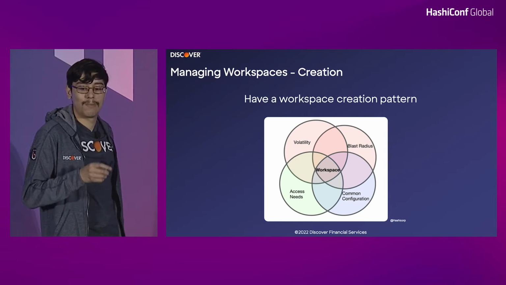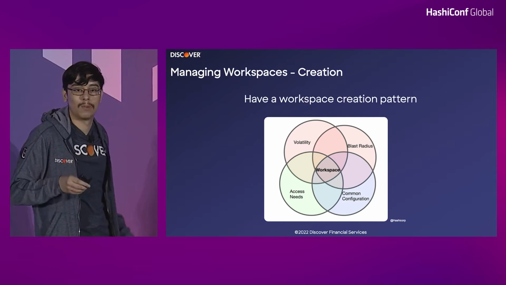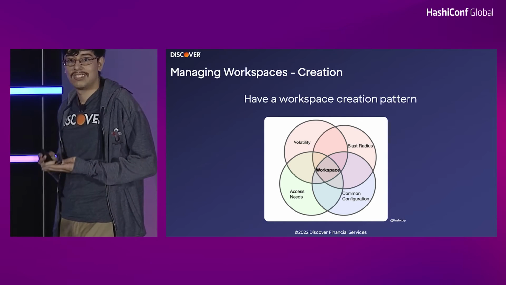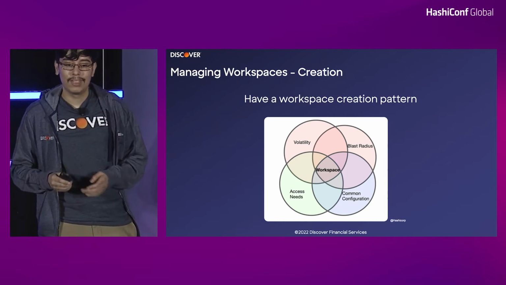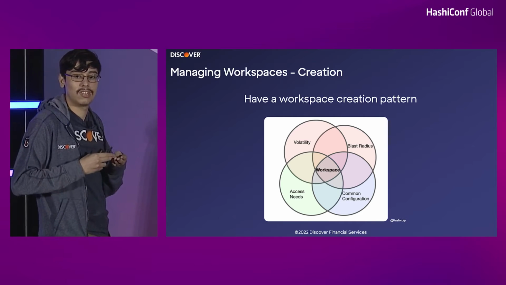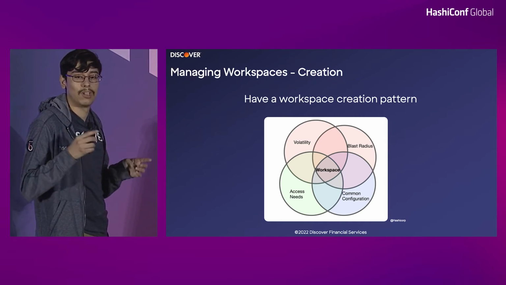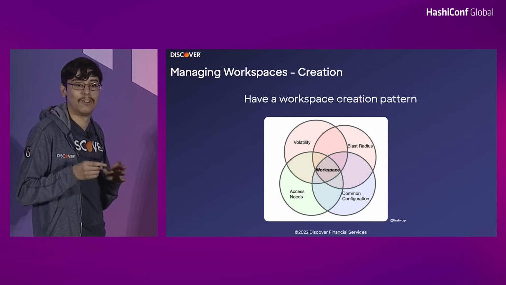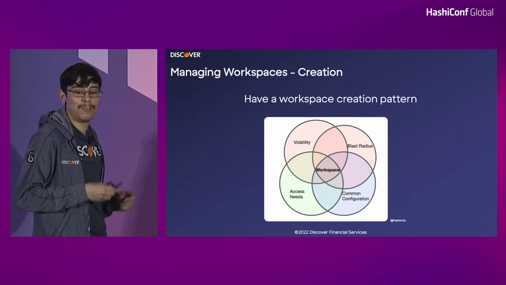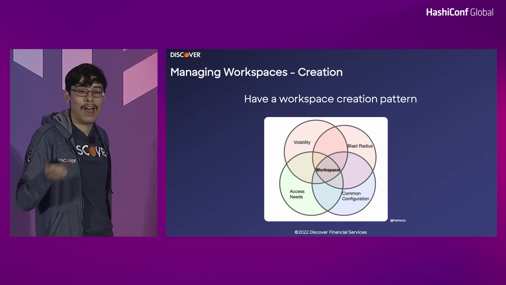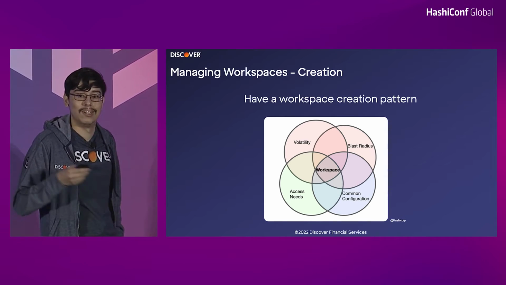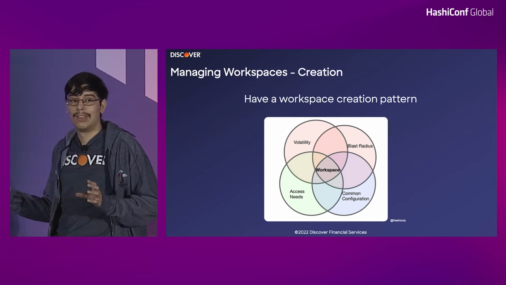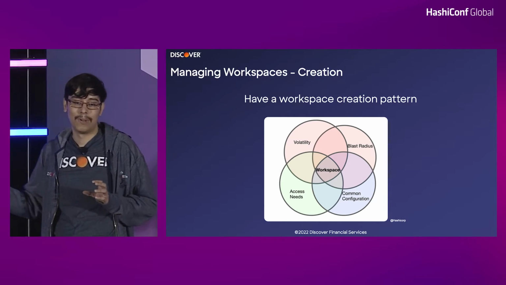For the workspace creation process, we do what's recommended by HashiCorp, and you want to take into account four things: volatility, blast radius, access needs, and common configuration. You have to take all four into account when deciding whether to create a new workspace or make the resources part of an already existing workspace. For example, with volatility, we want to take into account how often a resource is being updated. If a resource is updated on a daily basis or very often, we don't want to put it in the same workspace with other resources that are not updated as often.